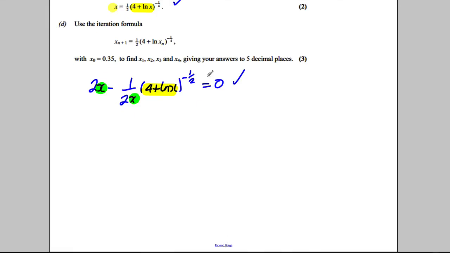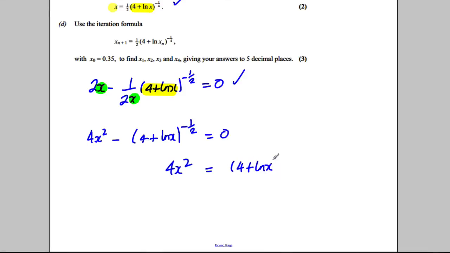Now the only thing I can do at this point is multiply everything by 2x. So I would get 4x squared, subtract 4 plus the natural logarithm of x to the negative half is 0. I could add this to both sides, so I would get that 4x squared is 4 plus the natural logarithm of x to the negative half. And then I could divide both sides by 4. So I could say that x squared is a quarter, 4 plus the natural logarithm of x to the negative half.